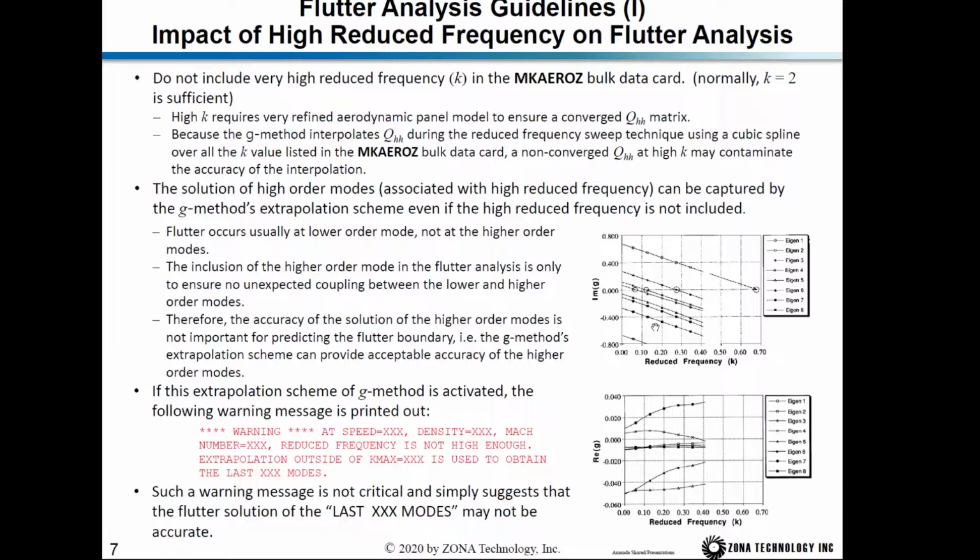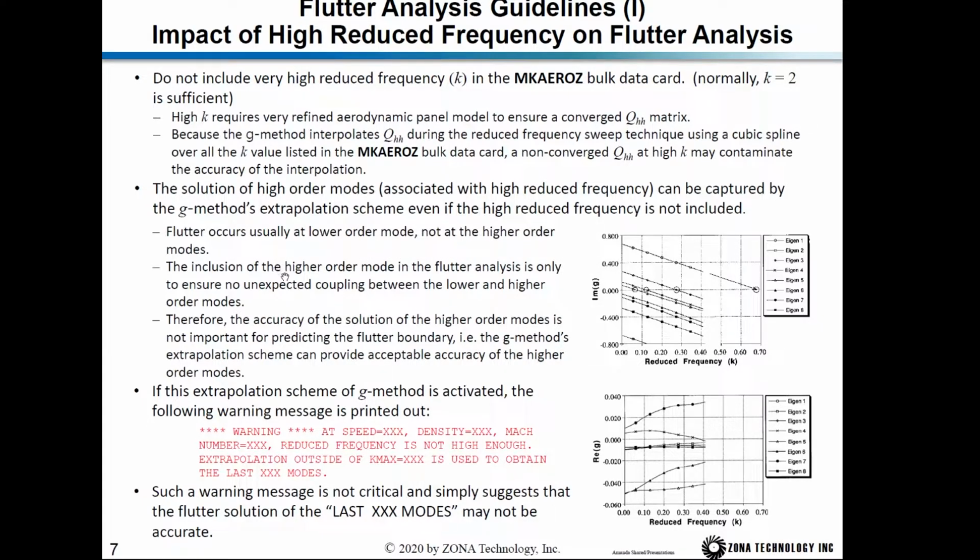Showing here, if this mode is a high order mode, high frequency, and in the MKAERO card we only list the highest reduced frequency to be 0.4, then at this point the G method frequency sweep technique can perform extrapolation to find the roots of this high order mode. This is because flutter usually occurs at a low order mode, not at a high order mode.